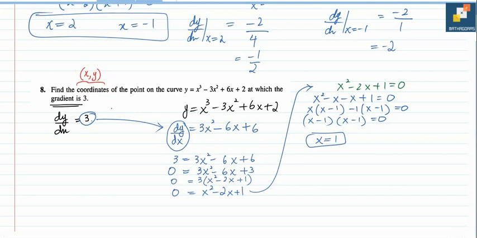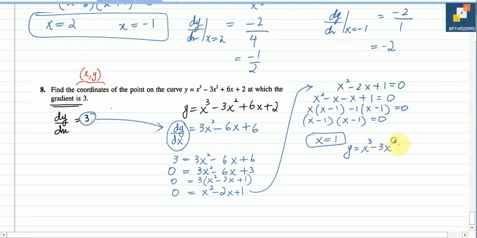Now you need to place the value of x in your main equation, and the equation is what? y equals x cube minus 3x square plus 6x plus 2. So when you place the value of x equals 1 here, it will be y equals 1 minus 3 plus 6 plus 2.